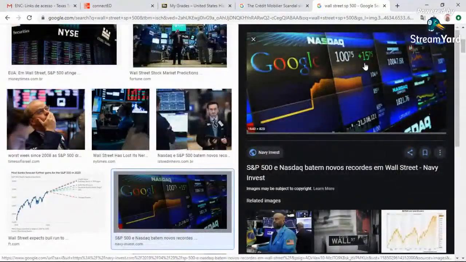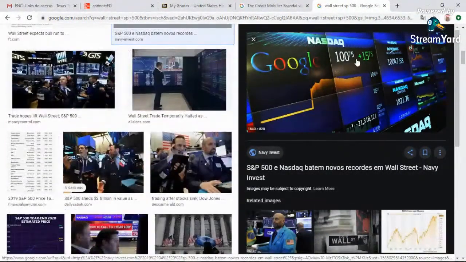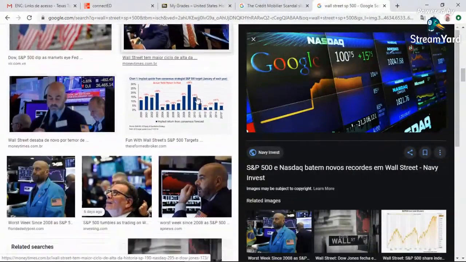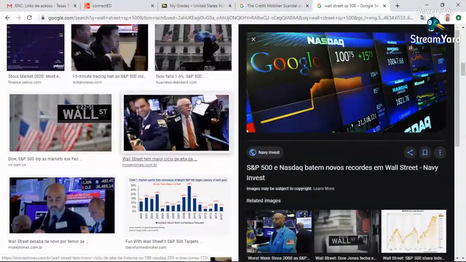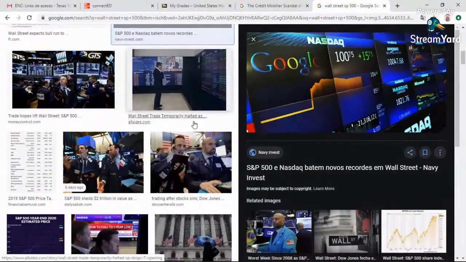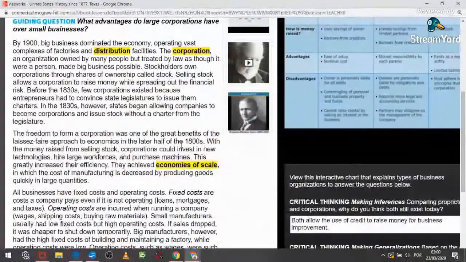There's the price for Google. It's up by 15.75, but I think this is the price. It's $100 per share. So this is the stock market. So even private citizens like you and me could buy a piece of a company. It's a corporation.